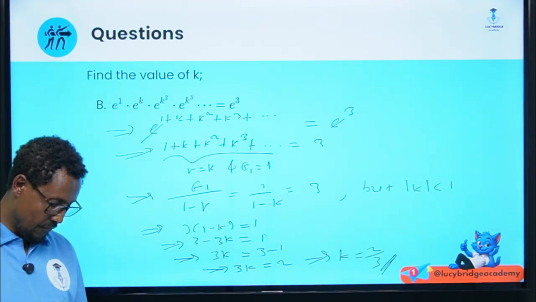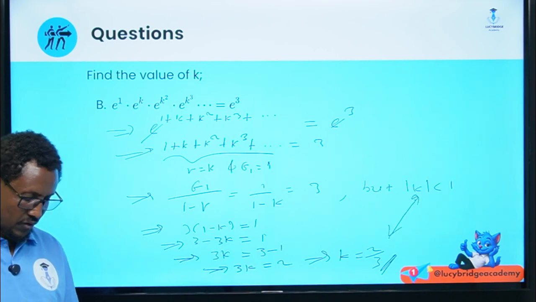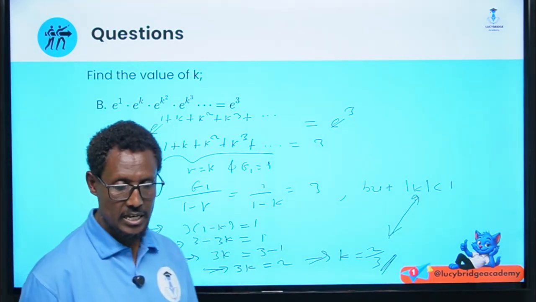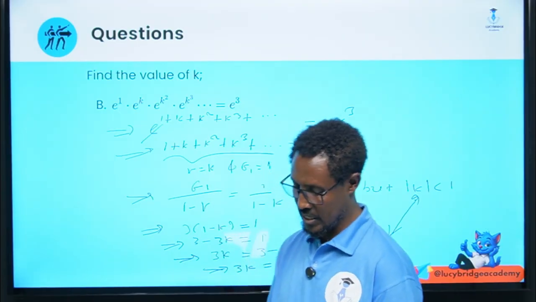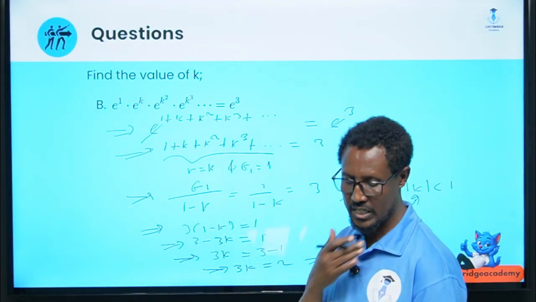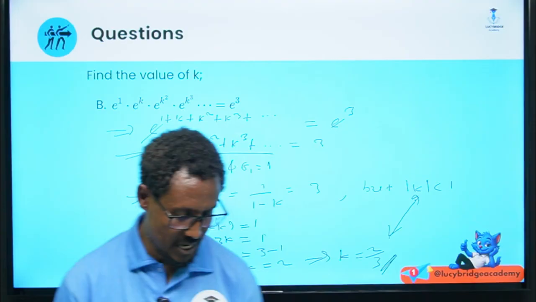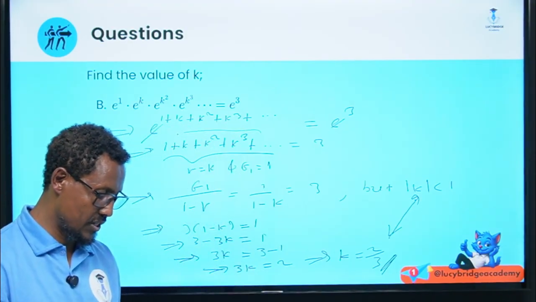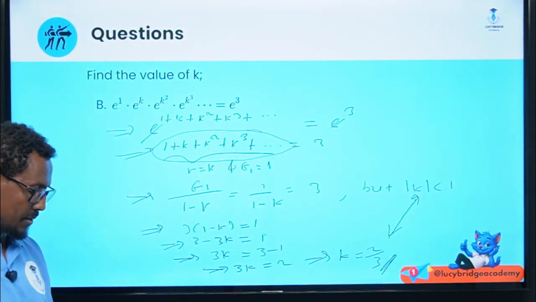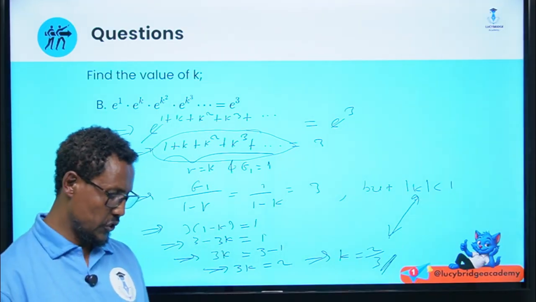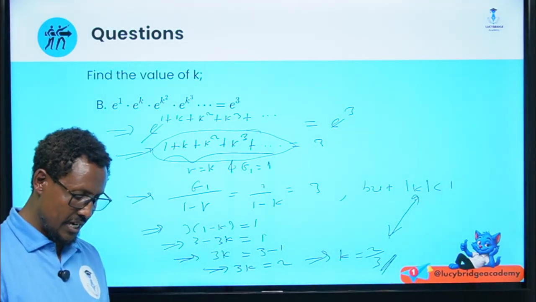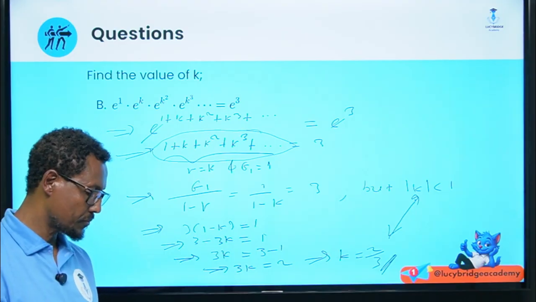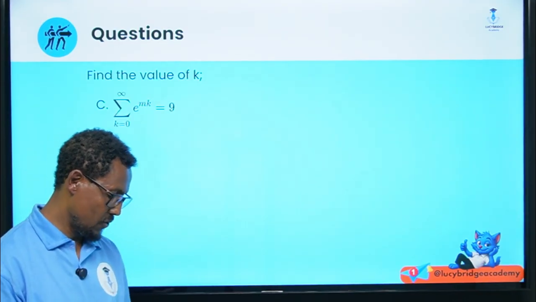Now the absolute value of k is less than 1, thus k is 2 over 3. That means this is a convergent sequence, with first term 1 and common ratio k, and k is 2 over 3. Find the value of k again.